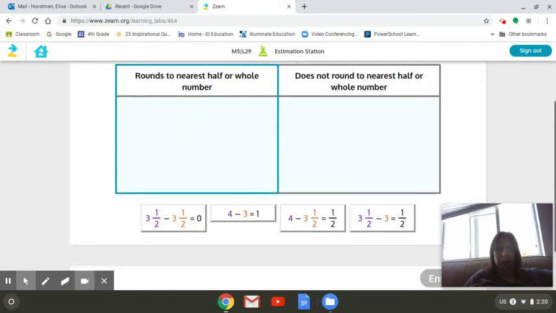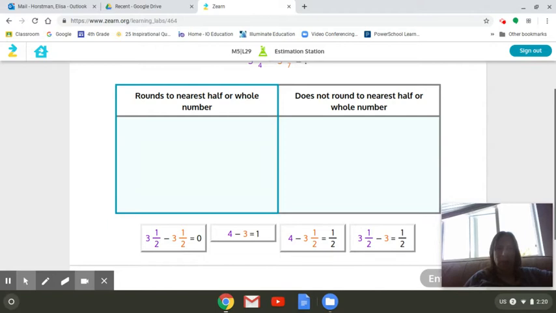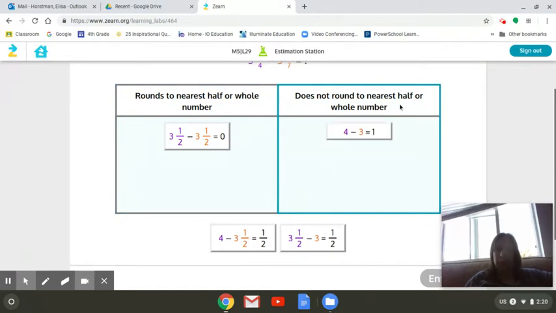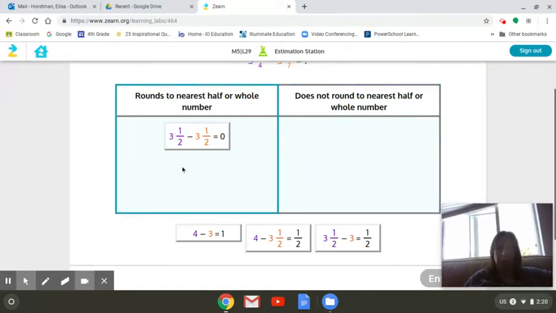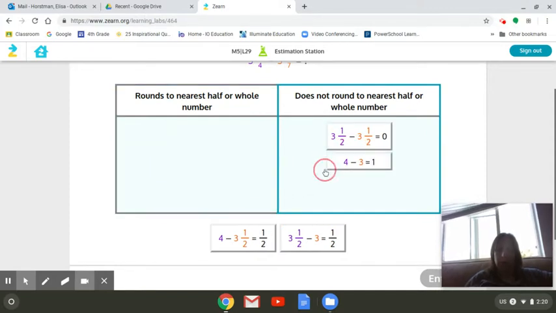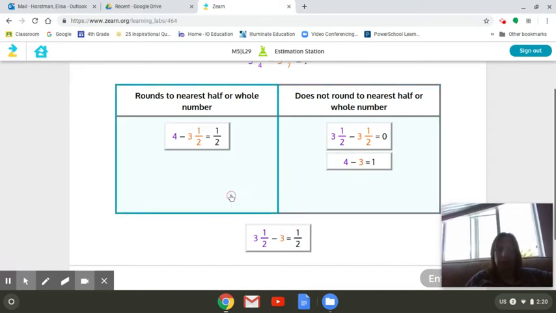Okay, which one of these rounds to the nearest half or whole? So 3.5 minus 3.5 equals 0. Oops, I think I pressed the button. There we go. 4 minus 3 is 1. Not really rounding, I don't think. 4 minus 3.5. 3 minus 3.5 minus 3.